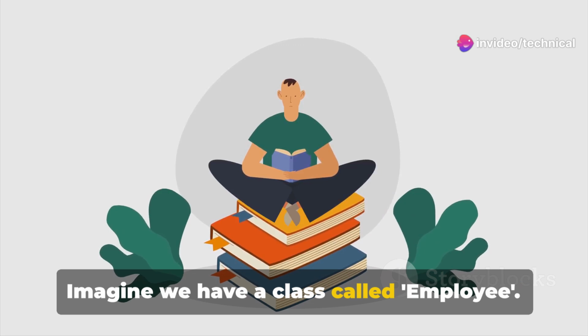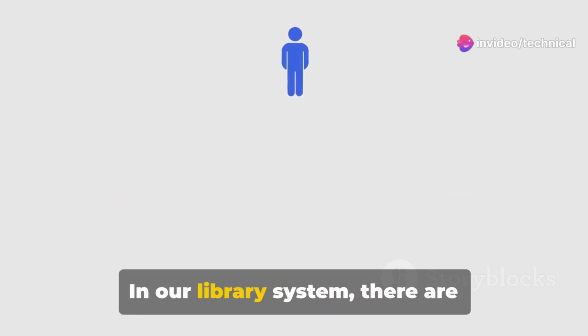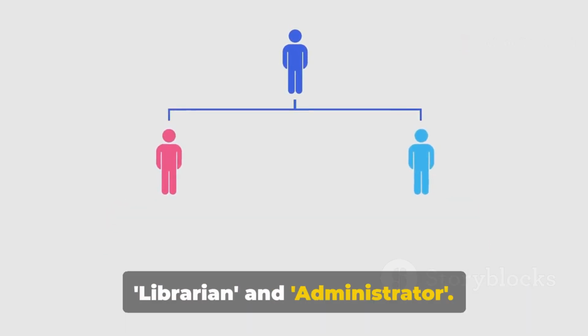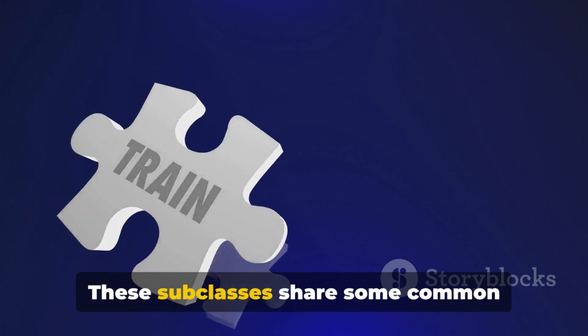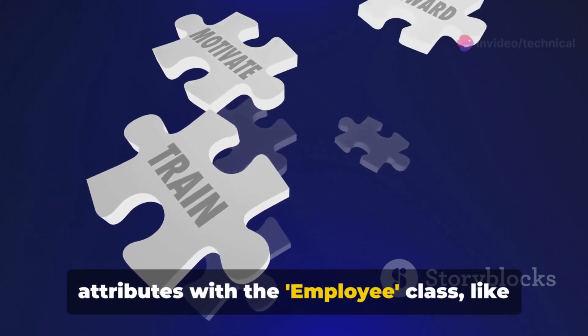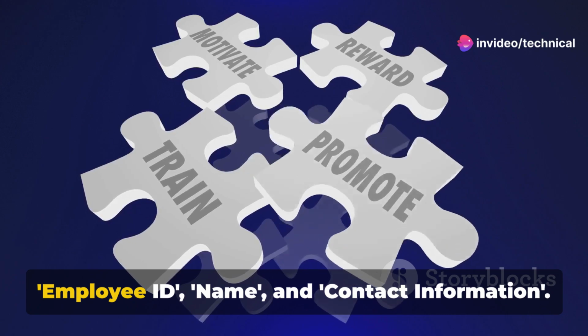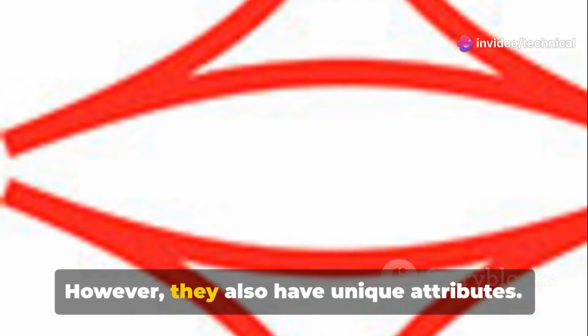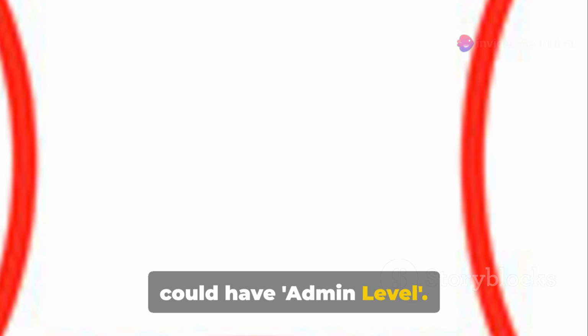Imagine we have a class called employee. In our library system, there are different types of employees such as librarian and administrator. These subclasses share some common attributes with the employee class, like employee ID, name, and contact information. However, they also have unique attributes. For instance, librarian might have area of expertise, while administrator could have admin level.